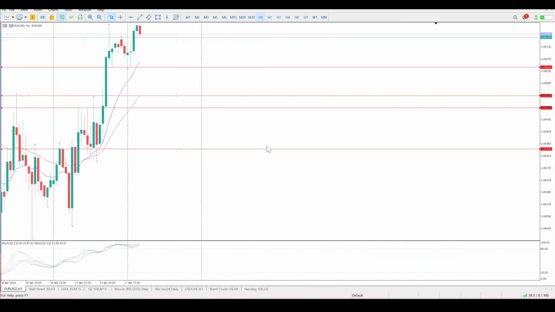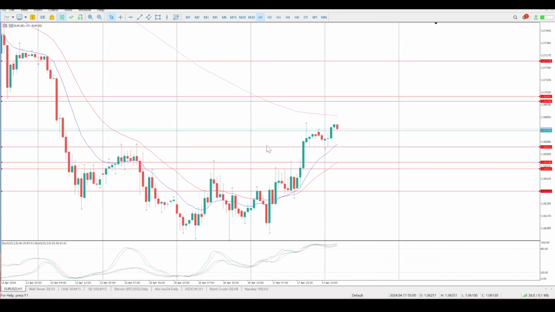I think the bigger picture here is looking interesting. We are a little bit overbought on the hour, so it wouldn't surprise me to see a move down into this 106,500 area, because there is quite a bit of structure here.